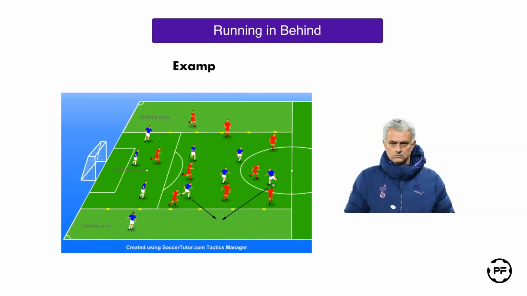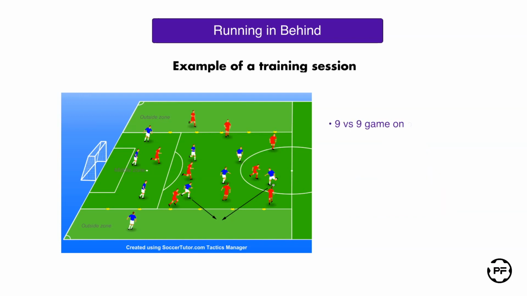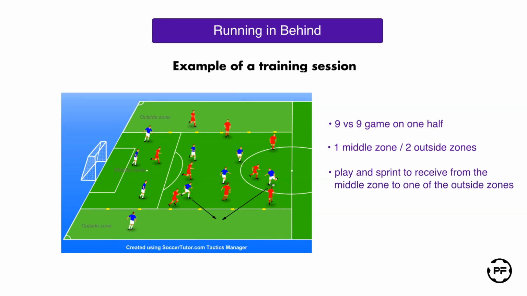Okay, let's consider an example of a practice where running in behind represents the actual goal of that practice. In the following practice, you play 9 aside on half of the pitch that is divided into 3 zones, 1 middle zone and 2 outside zones. A team gets a point if one player plays the ball while another sprints to receive the ball from the middle zone to one of the outside zones.